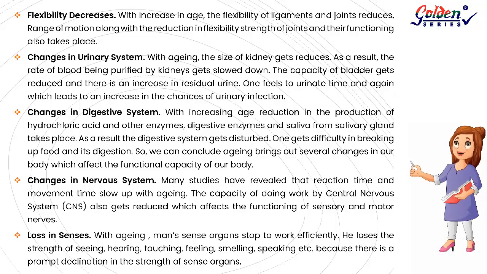Changes in nervous system. Many studies have revealed that reaction time and movement time slow with aging. The capacity of doing work by the central nervous system, CNS, also gets reduced, which affects the functioning of sensory and motor nerves. Loss in senses. With aging, a man's sense organs stop working efficiently. He loses the strength of seeing, hearing, touching, feeling, smelling, speaking, etc., because there is a prompt declination in the strength of sense organs.